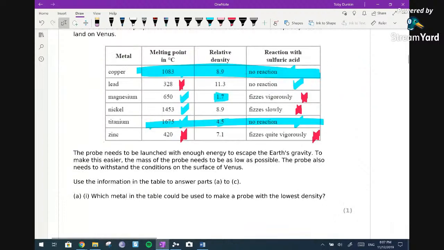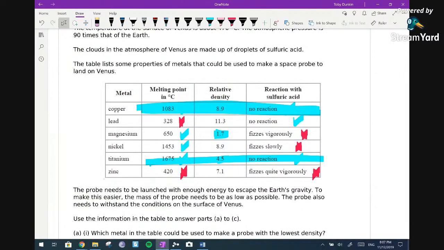Why would this probe be unsuitable for landing? Magnesium won't do because it's going to react with the atmosphere. Not suitable.